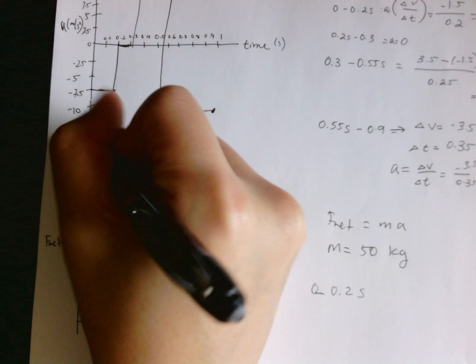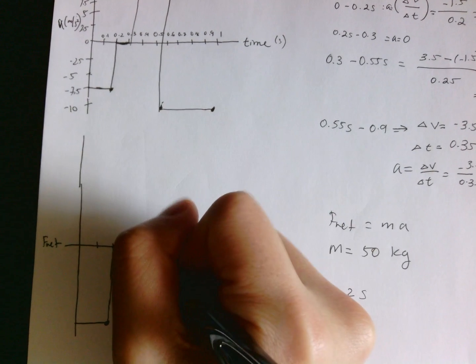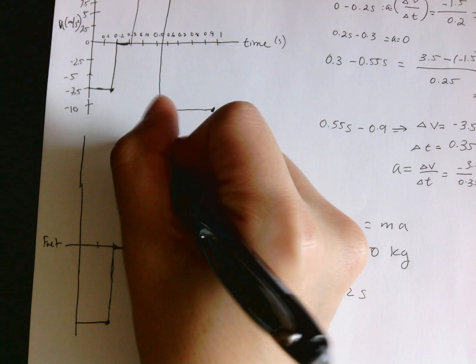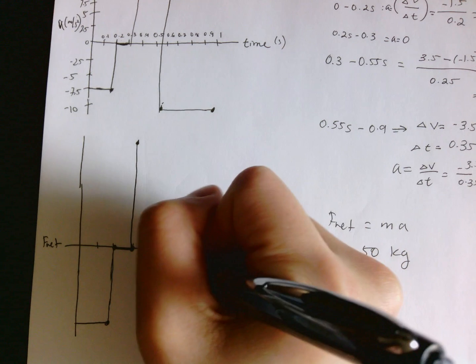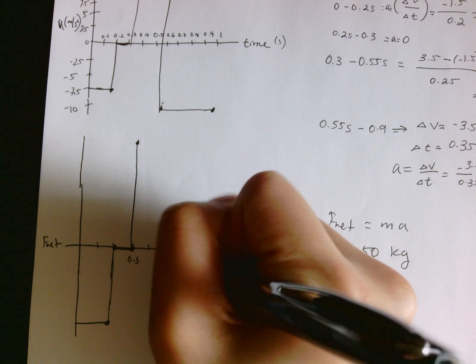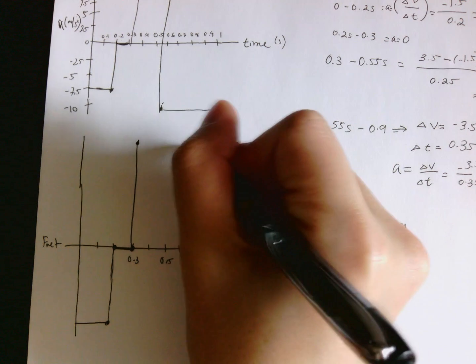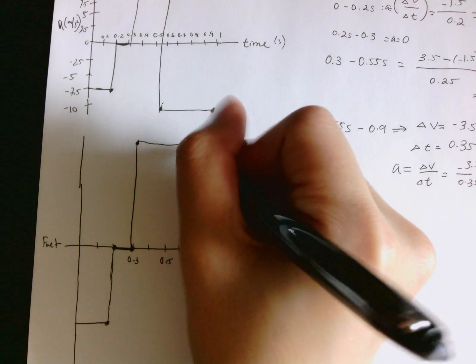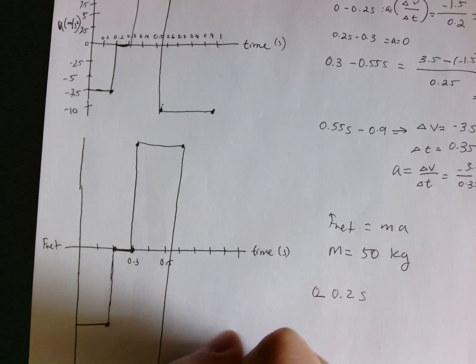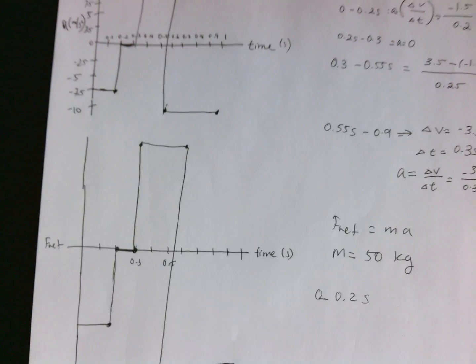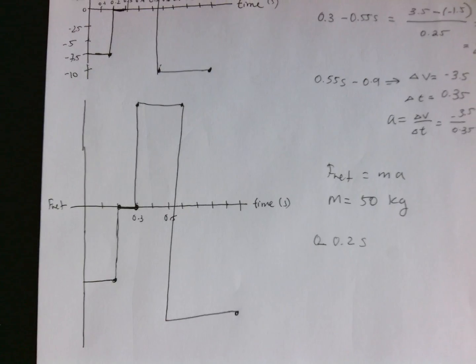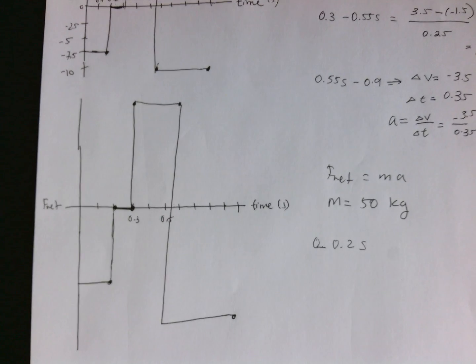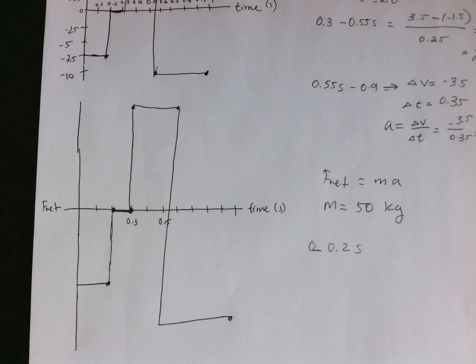And then from 0.3 to 0.55, it's going to be at its max. So 0.3, this is 0.5, so 0.55 is here, and then it's going to come all the way down again, all the way till 0.9. So that's going to be the shape, because it's going to be the same shape as acceleration, but the magnitudes we'll plug in by multiplying by mass.